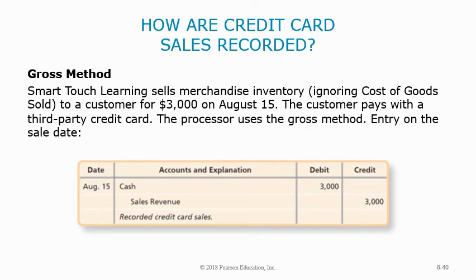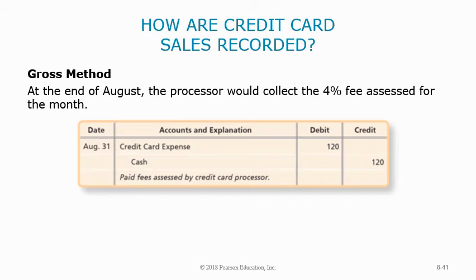So the gross method looks like this. It just is a straight deposit for the $3,000. So cash is debited for $3,000, and then sales revenue is credited for $3,000. At the end of the month, using that gross method, the processor will collect the 4% fee. So instead of doing it right away, they're going to do it at the end of the month so that it all comes out in one go. So we still have our debit for credit card expense for $120 and a credit to cash for $120. So it all works out to be the same, but it just is when that processor decides to take that fee.